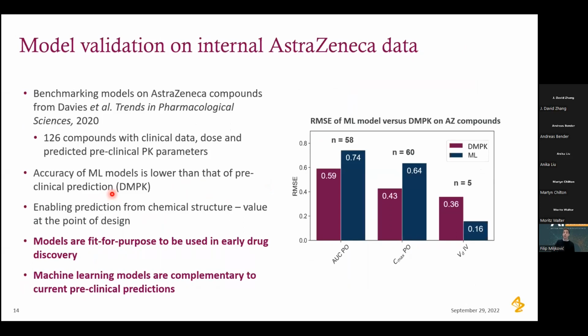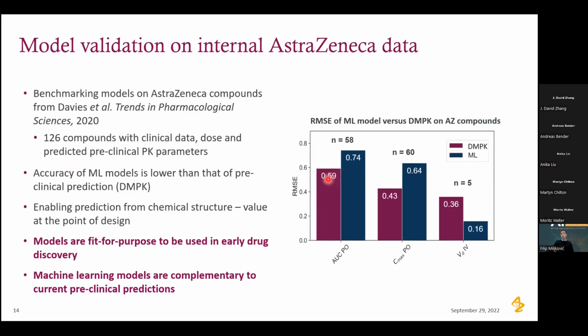We had external validation, and this was our internal AstraZeneca compounds. A few years ago, there was a paper discussing the clinical development of the AstraZeneca compounds, where 126 compounds became available with clinical data, the dose, and predicted preclinical PK parameters using DMPK methodology. Here we compared, for the parameters that we were interested in, how the machine learning models compared to DMPK-derived estimations.